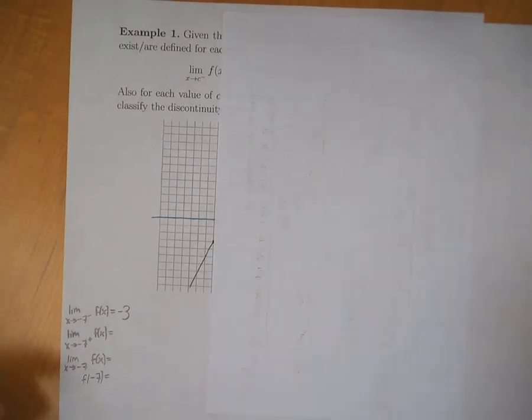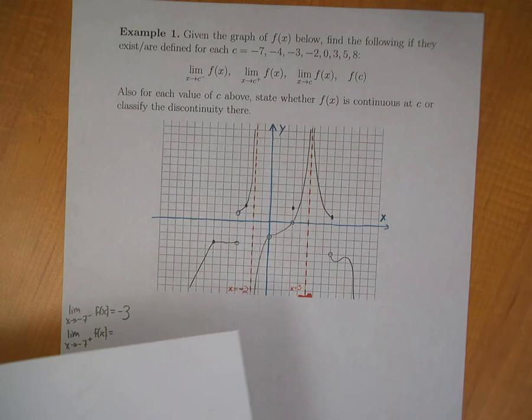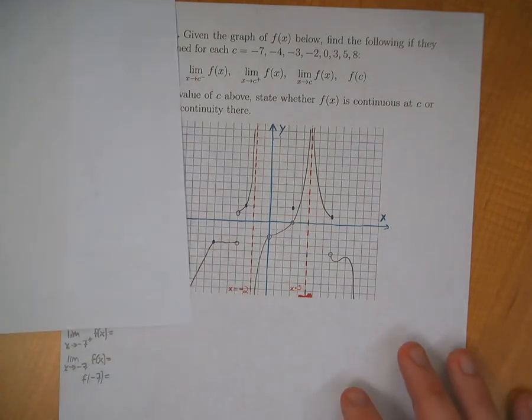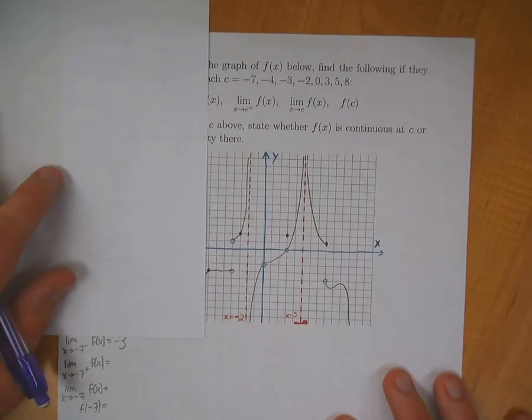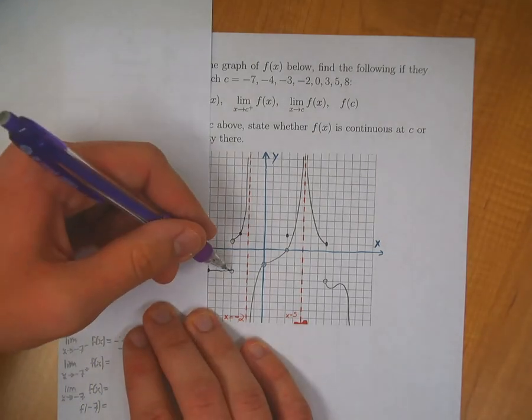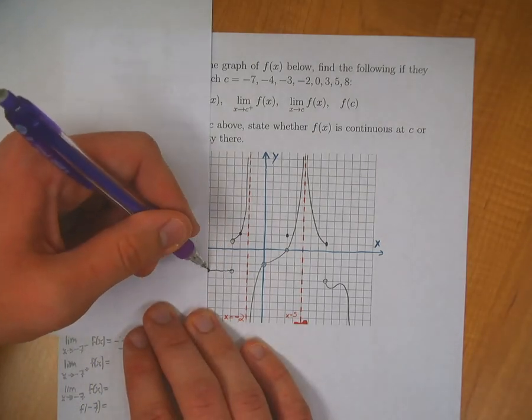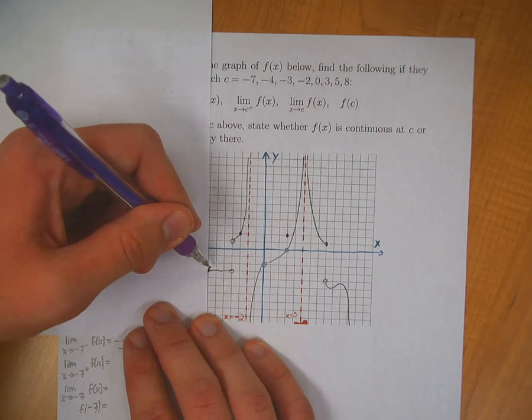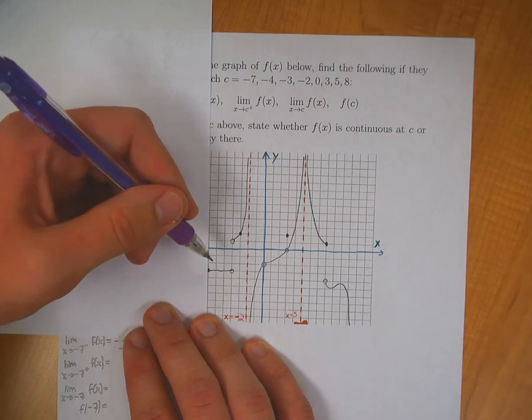So that's the left side limit. Now let's take a look at the right side limit. If we approach -7 from the right, well, what y value do we approach here? Let's give someone else a chance.